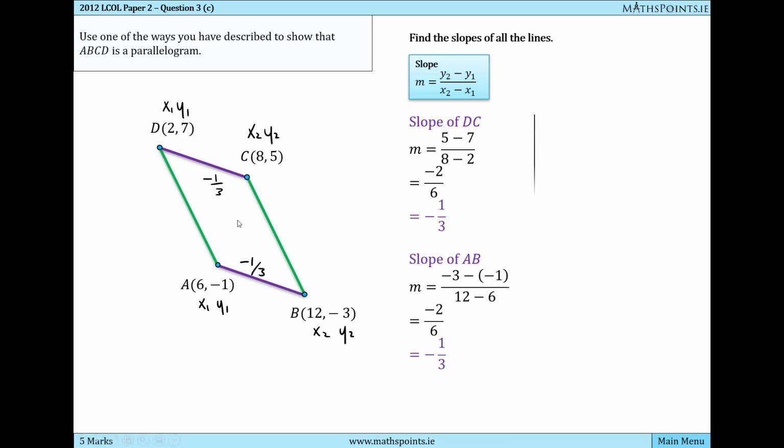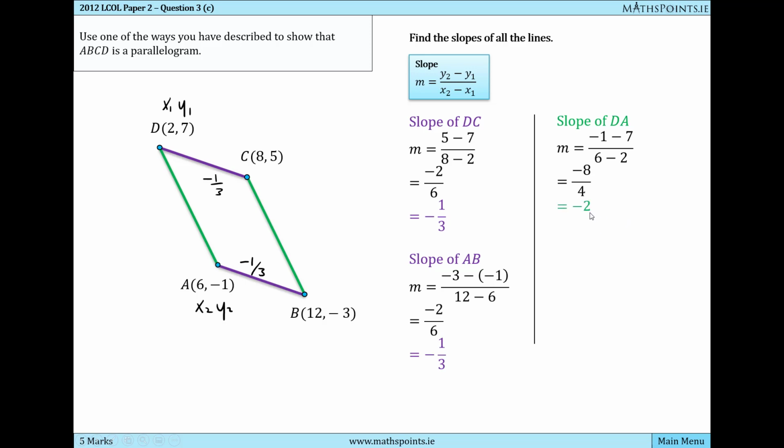So now we're going to find the slope of D to A. At this stage we want to relabel all of our points. So now we're going from D to A. So x1, y1, x2, y2. Again, we're going to plug these into the formula. So y2 minus y1 is minus 1 minus 7 over 6 minus 2. On the top we have minus 8, on the bottom we have 4. And minus 8 over 4, if we simplify that, we get the slope minus 2. So the slope of this line from D to A is minus 2.